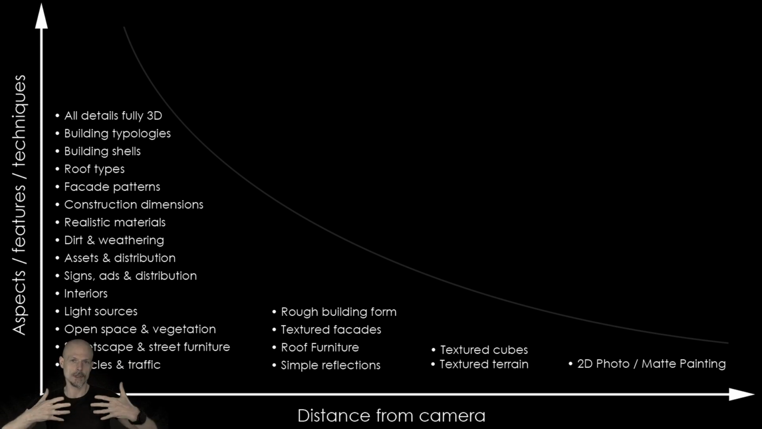But then if you're moving all the way up close to the camera, then you have to have pretty much everything in full 3D. So you need to have different building typologies, different facade patterns, dirt weathering, light sources, and so on and so on. So obviously there's this exponential amount of detail that you need to consider, and the closer the objects have to get to camera, the more complex it becomes. Right.